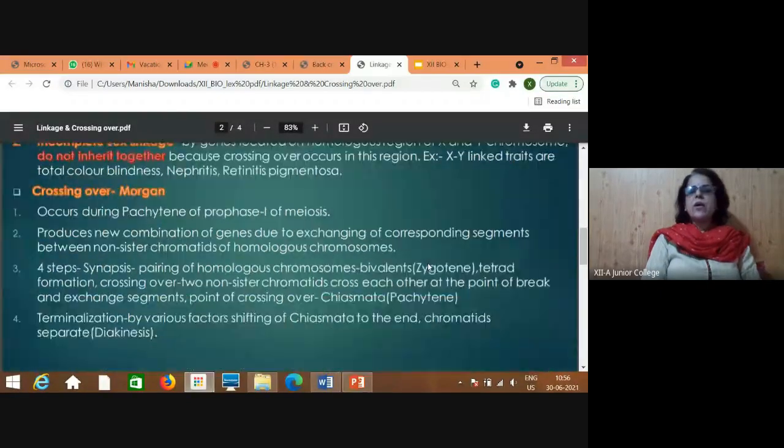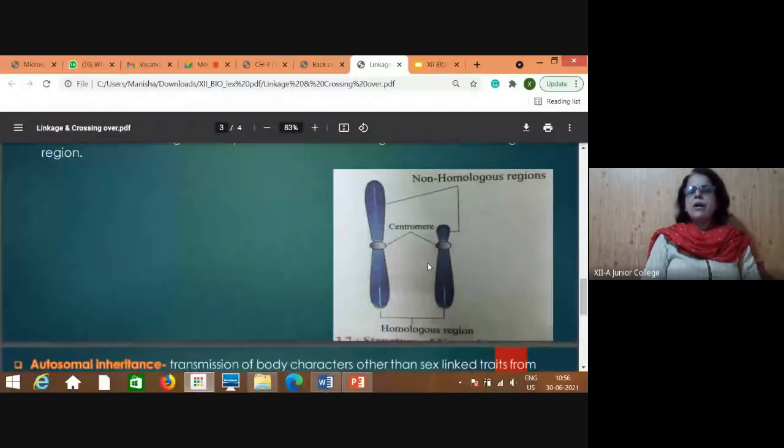Just try to understand this example, the diagram again. Now here is the region called the homologous region. For incomplete sex linkage, which we are talking about, here is the homologous region where there are chances of crossing over. Morphologically, this region is similar. So in this region, there is a possibility of formation of new traits. And because of this crossing over, this is considered to be incomplete sex linkage.